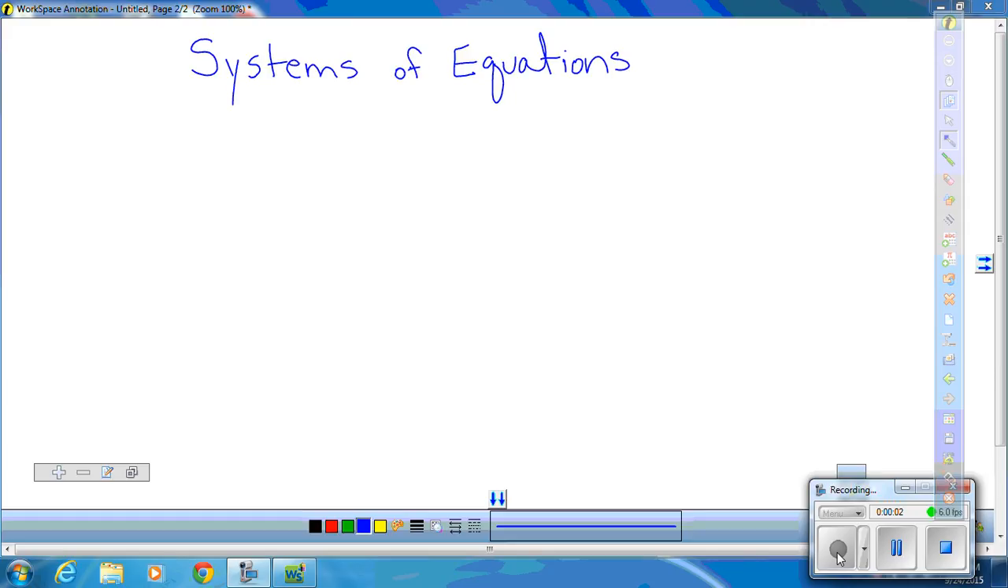Tonight we're going to be talking about systems of equations and how we solve systems of equations. What are systems of equations? When we talk about a system of equations, keyword being system here, we're actually talking about when we have two equations or more. Sometimes it is more.